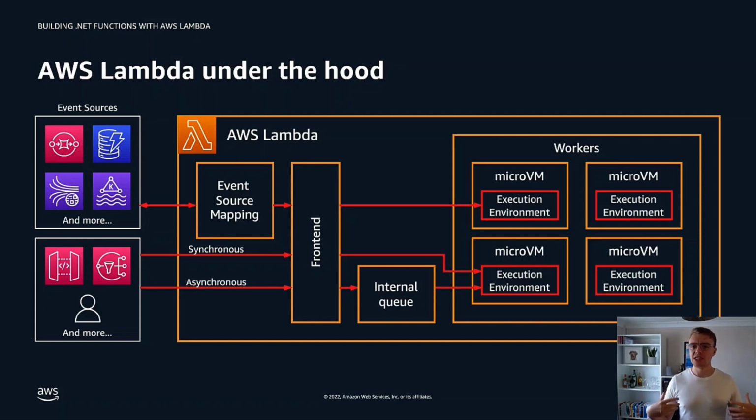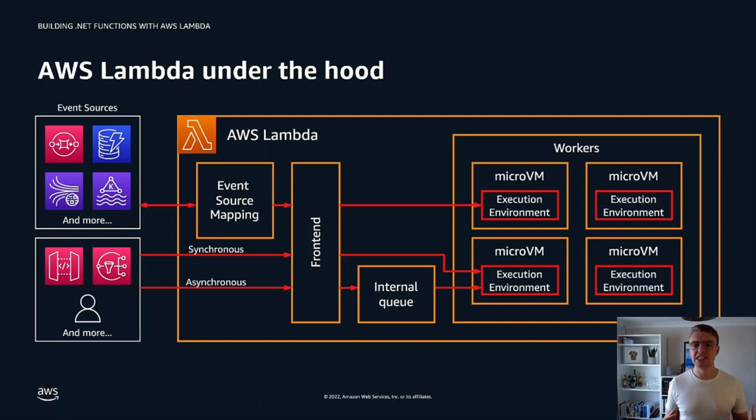Now, how are these execution environments created? So when the request comes in for a given Lambda function, the Lambda service will look for an existing execution environment that isn't already processing a request. If there are no execution environments available, it will then go and create a new execution environment. And this is what we know as the initialization phase of a Lambda function.